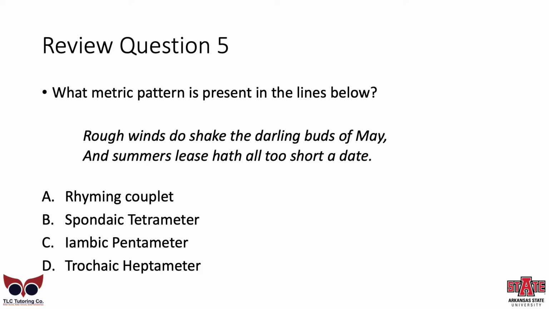What metric pattern is present in the lines below? Rough winds do shake the darling buds of May, and summer's lease hath all too short a date. A. A rhyming couplet. B. A spondaic tetrameter. C. Iambic pentameter. Or D. Trochaic heptameter.